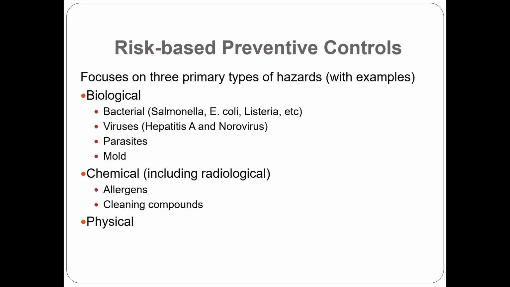Then what are the major hazards we're going to talk about? Previous speakers have already mentioned them: biological, chemical, and physical. Biological, everybody knows, includes bacteria, viruses, parasites, and molds. Chemical includes allergens and chemical compounds. Physical includes things like metal, dust, debris, any adulterants other than biological and chemical in the food products. So those are the 3 hazards that will be covered.